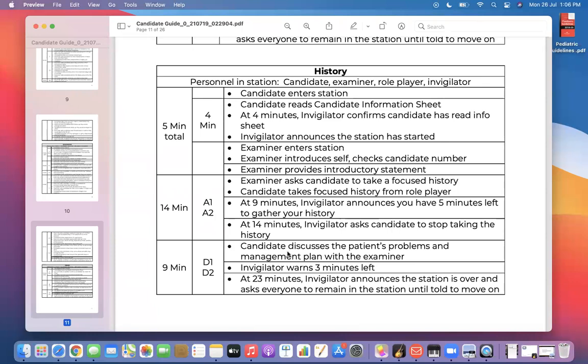Then, in the 9 minutes, what happens? The candidate discusses the patient's problems and management plan with the examiner. The invigilator warns at 3 minutes. So when the discussion is going for 9 minutes, at 3 minutes there will be a warning. At 23 minutes, the invigilator announces that the station is over and asks everyone to remain in the station until told to move on. So when I give you the scenario, I will give you 5 minutes. Then after 5 minutes, the scenario will go on for 14 minutes, and then 9 minutes will be the discussion. Okay.